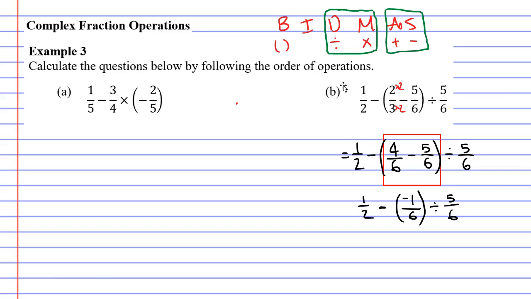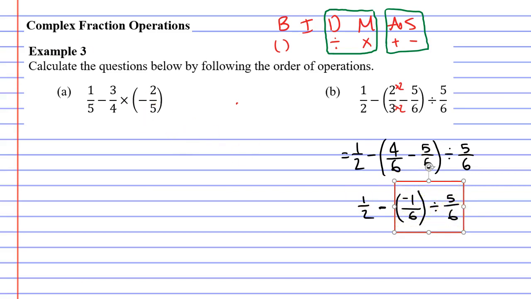Alright, what am I going to focus on now? I've got two operations happening. I've got a subtraction operation and a division operation. So we're going to do division now. I'll bring the red rectangle so you can see what we're doing here. We have negative 1 over 6 divided by 5 over 6.